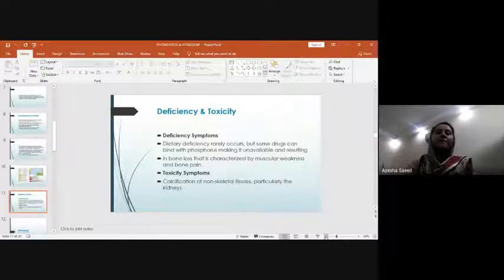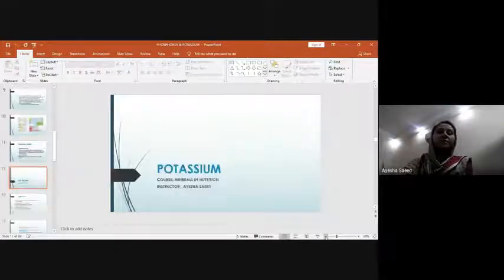Deficiency symptoms. Dietary deficiency rarely occurs, but some drugs can bind with phosphorus, making it unavailable and resulting in bone loss that is characterized by muscular weakness and bone pain. Toxicity symptoms. If there is excess phosphorus in the diet, calcification of non-skeletal tissues occurs, particularly in the kidneys. The calcium will start depositing on the soft tissues.